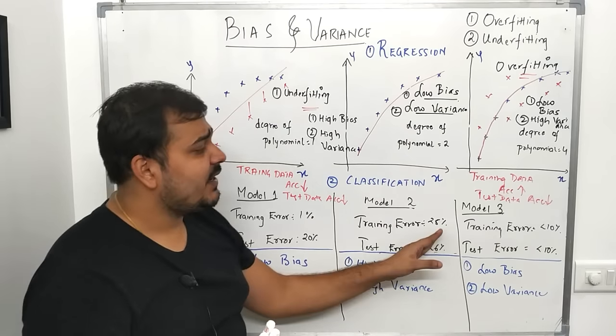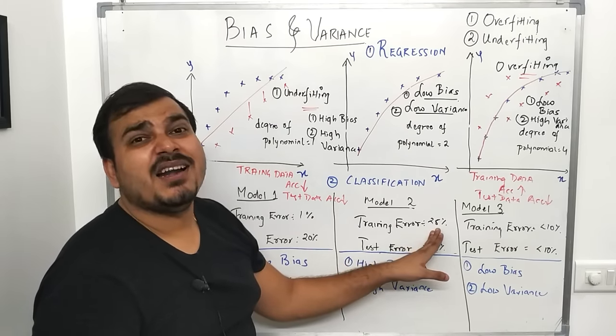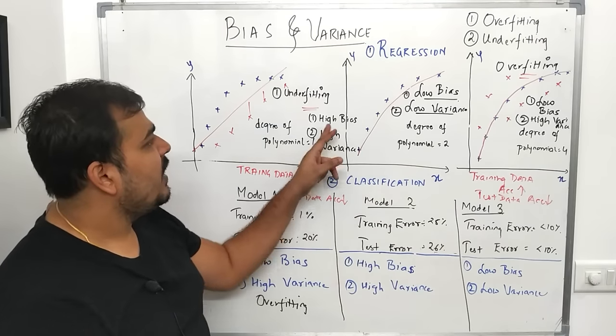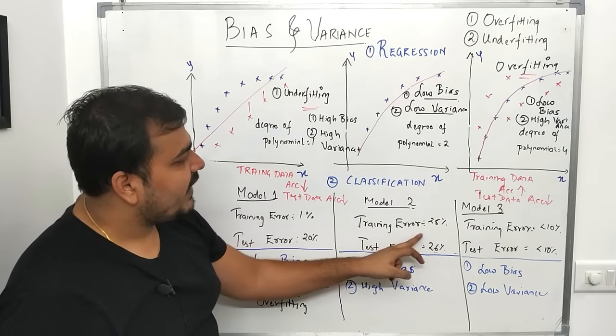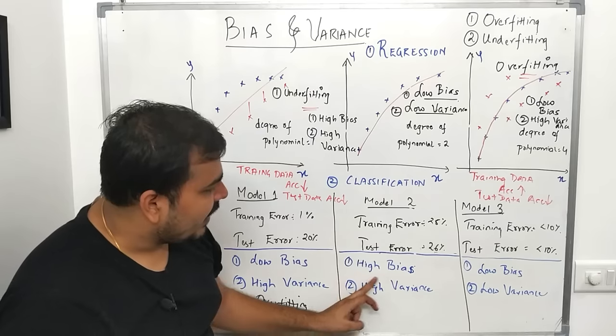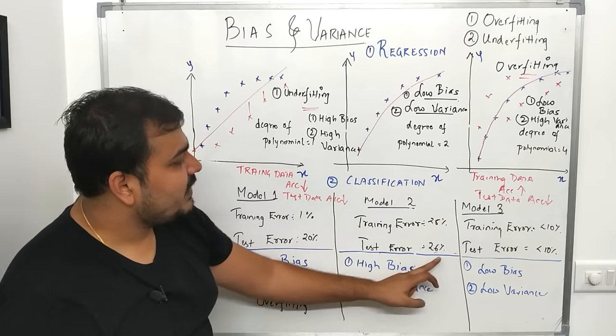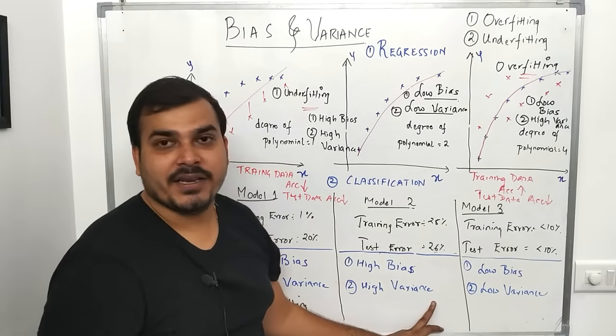But right now I'm considering that this is actually an underfitting problem. What is an underfitting problem? High bias, high variance. Since my training error is high, I'll say it as high bias. Since my test error is very high, I'm going to say it as high variance.